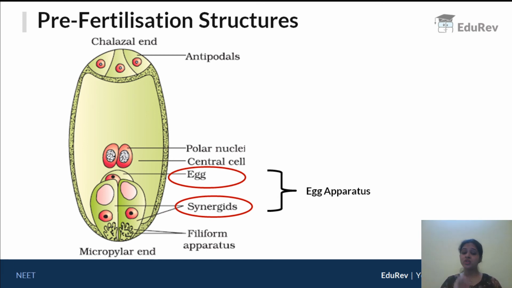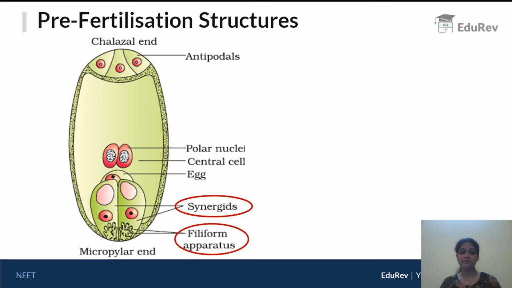Let us focus on the structure of this particular synergid. It has an important feature. The synergid seems to have these finger-like projections. Both of them have these finger-like projections called the filiform apparatus. Now what is the importance of this filiform apparatus? Later, when the pollen grain touches the stigma and the pollen tube germinates through the style, the pollen tube will enter the ovary. But remember, the pollen tube contains the male gametes and the male gametes want to fuse with that egg cell present there.